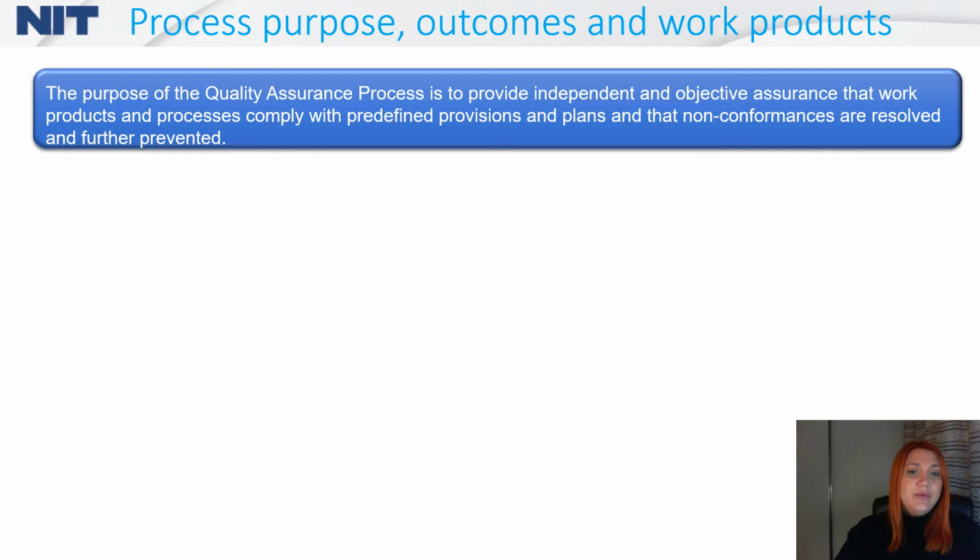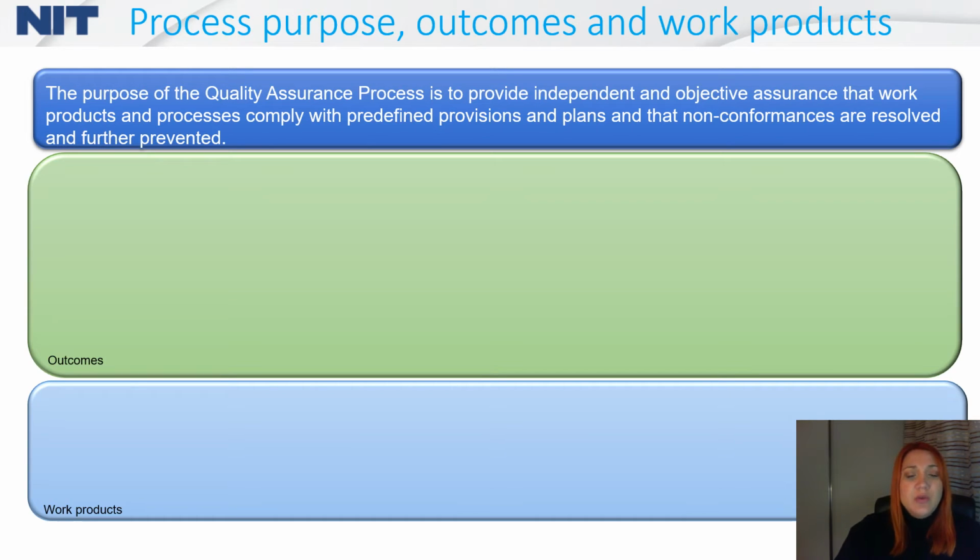Now let's talk about process purpose, outcomes, and work products of the quality assurance process. The purpose of the quality assurance process is to provide an independent and objective assurance that work products and processes comply with predefined provisions and plans, and that non-conformances are resolved and further prevented. This is only the purpose of the quality assurance process, but we have further outcomes which need to be fulfilled in order to reach the desired quality on the project.